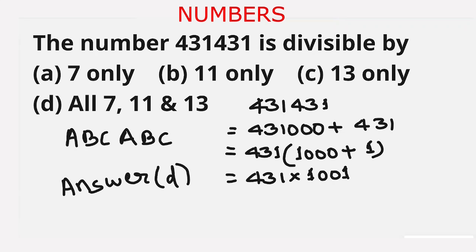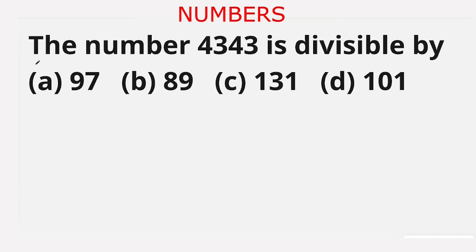I hope you have understood the method of solving this question, and I will advise you to remember that numbers of the form ABCABC are always divisible by 7, 11 and 13. We go to the next question. Our question is the number 4343 is divisible by option A 97, option B 89, option C 131, option D 101.